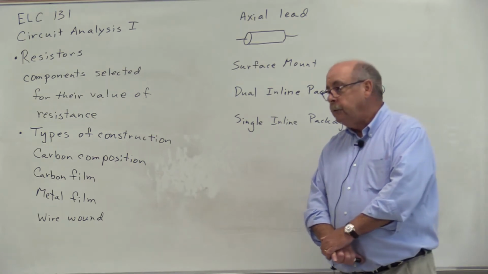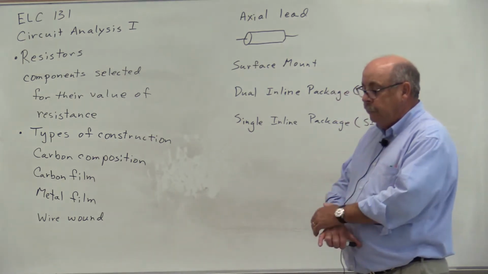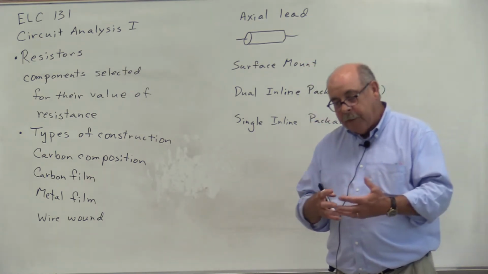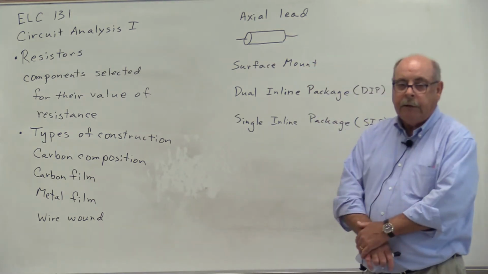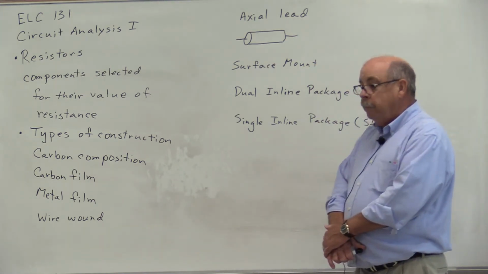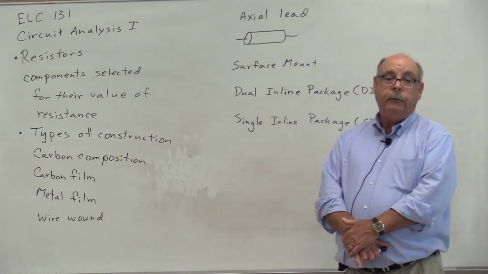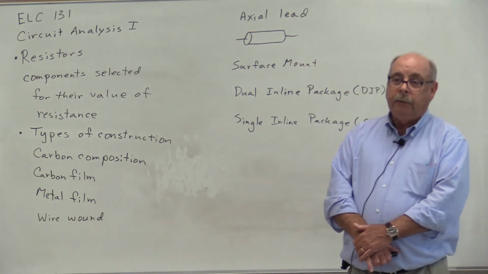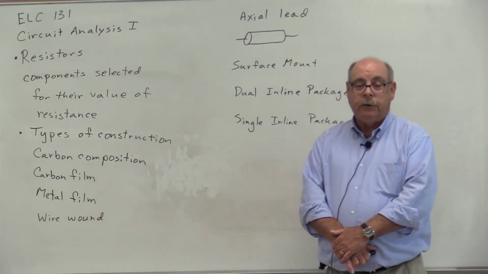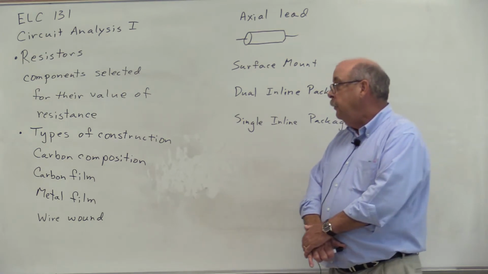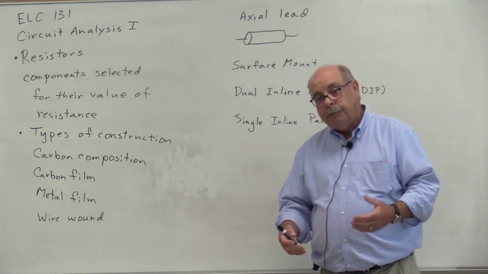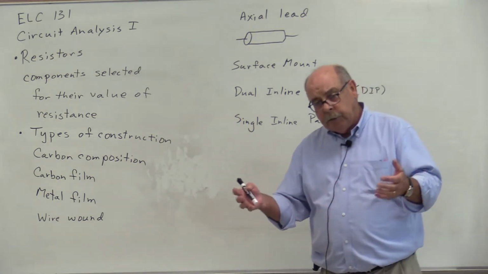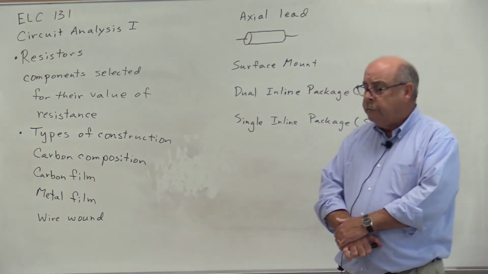Now, the carbon composition resistors have been in use really for well over 100 years. They were the predominant type of resistors used up through the 1970s probably. And they're formed by taking some powdered carbon, which is just like graphite in a pencil, and mixing it with some resin binders and some other materials such as clay to give us a resistive material that we could then connect two leads to and have an electrical component called a resistor.